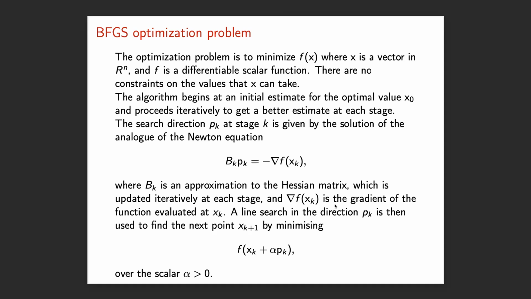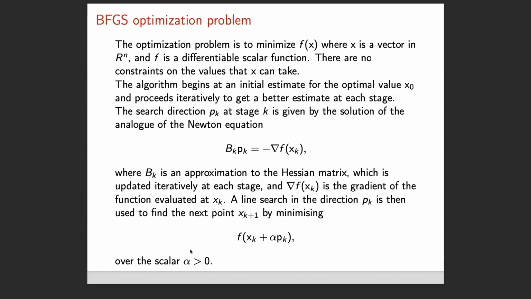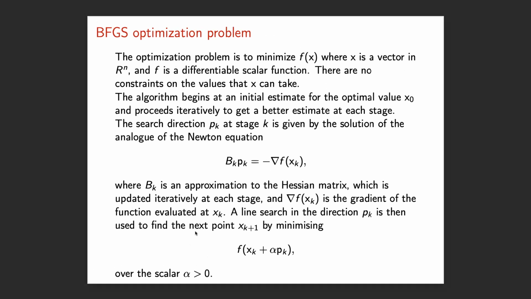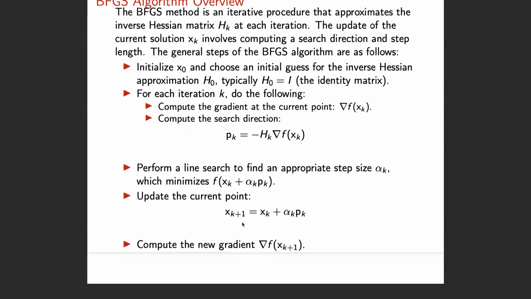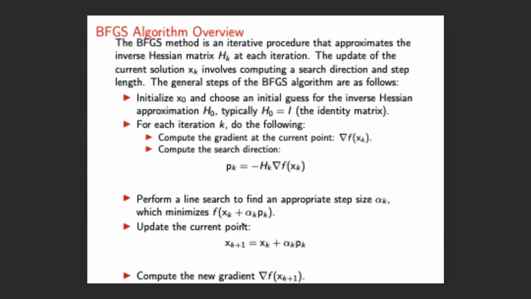So what you do then is to use the gradient of the function evaluated at a given value x, and then you have a line search in the direction of this search direction, and that's used to find the next point. So let me just move on a little bit. What we end up with then, we are given the following unconstrained optimization problem, and the first order necessary conditions for optimality are given by the gradient being equal to 0, where delta f of x is the gradient, obviously.